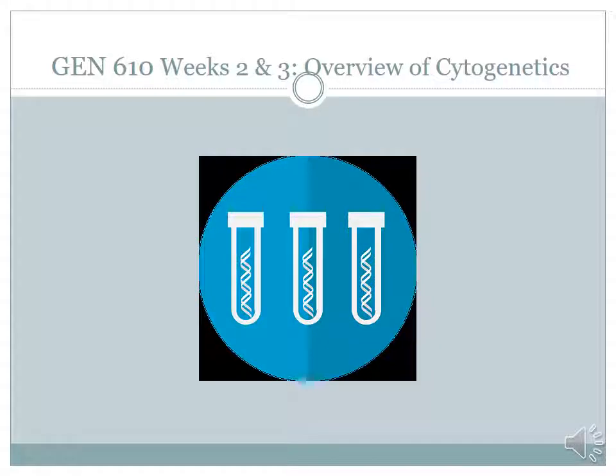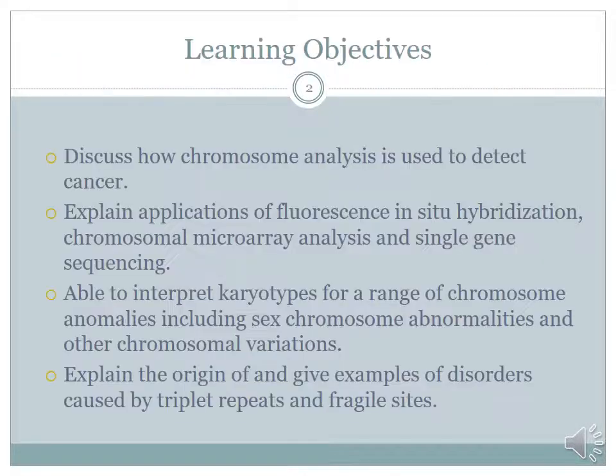This is now weeks 2 and 3, overview of cytogenetics. The learning objectives for this week are to discuss how chromosome analysis is used to detect cancer, to explain applications of fluorescence in situ hybridization, chromosomal microarray analysis, and single gene sequencing, to be able to interpret karyotypes for a range of chromosome anomalies, including sex chromosome abnormalities and other chromosomal variations, and to explain the origin of and give examples of disorders caused by triplet repeats and fragile sites.